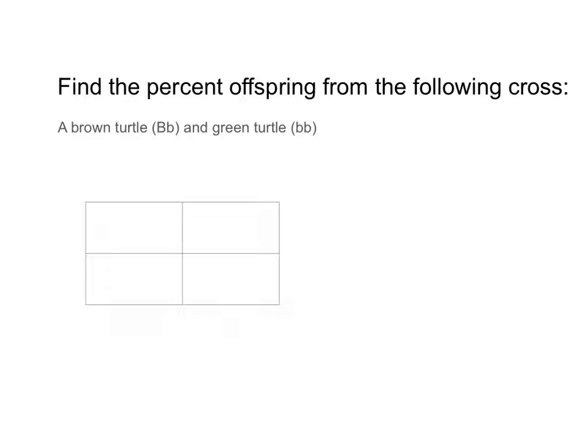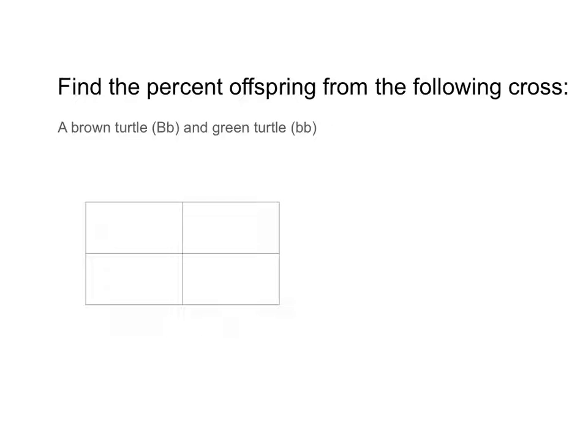Now before we get into how to use Punnett squares, we're going to review what Punnett squares are and how to do them. What you see in front of you is an example of a Punnett square problem that you might have seen in 9th grade biology. It's asking you to find the percent offspring from the following cross: a brown turtle and a green turtle.